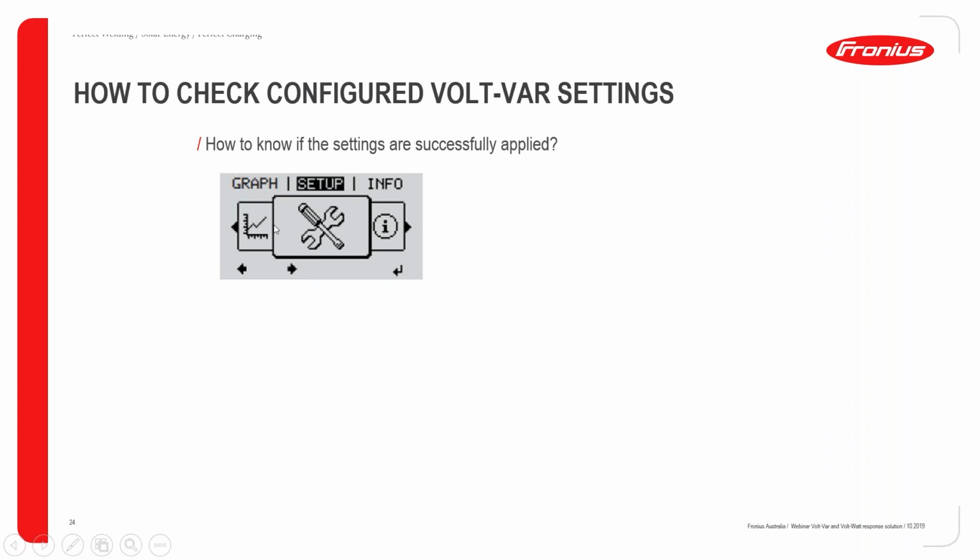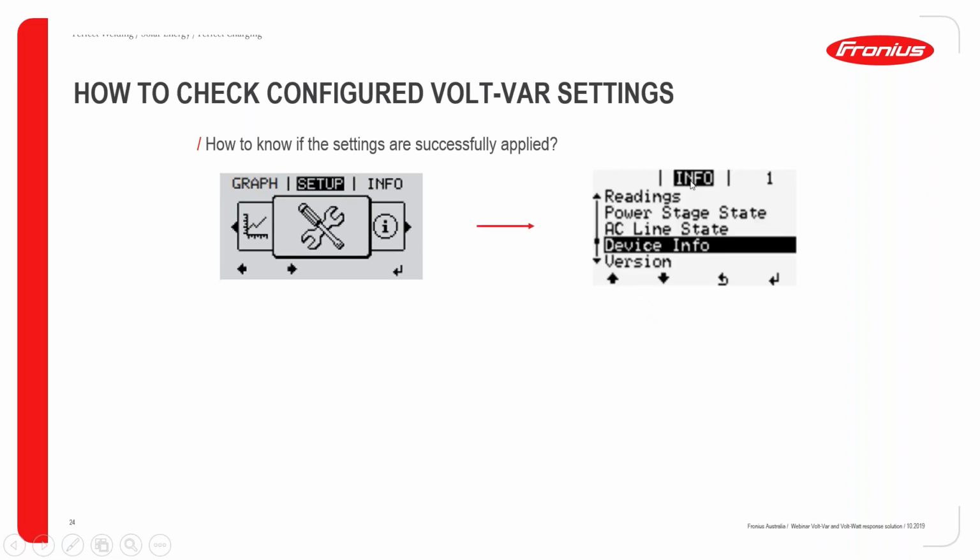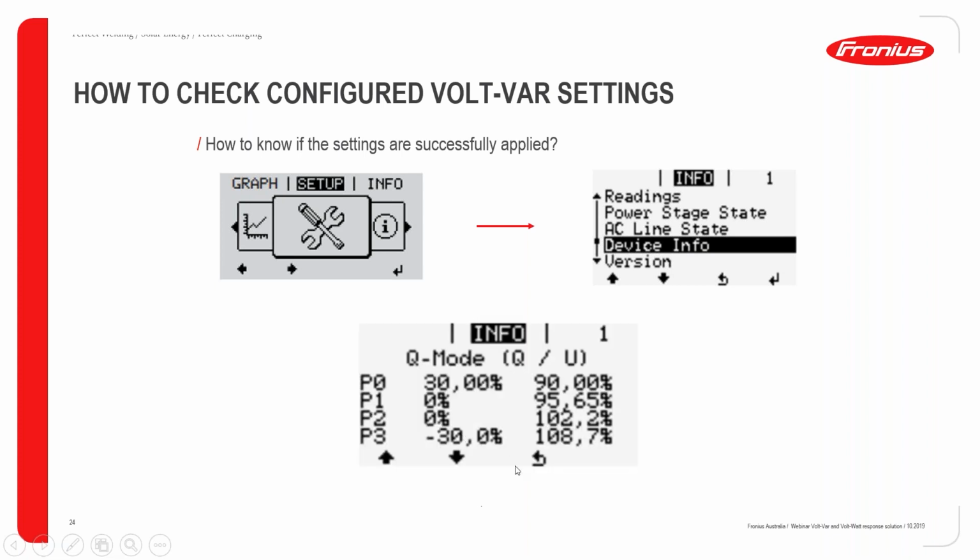You can see a setup menu here, one of the options. So go into the setup menu and go to info on the info menu. Go to device info, press the down arrow button, go to device info here. And then you will see this Q-mode if you press the down arrow button, and you will see all the values are displayed.